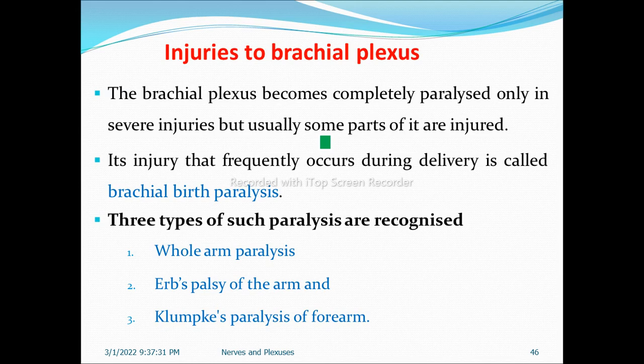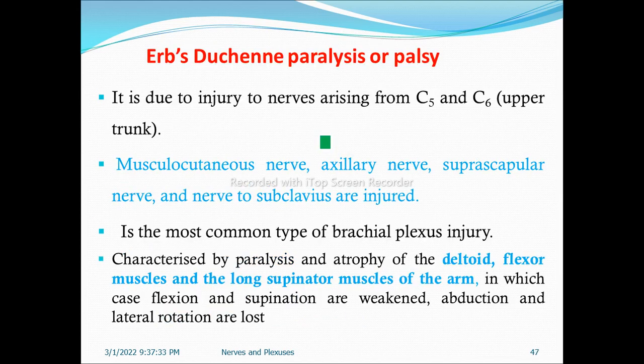The first is whole arm paralysis. The second is Erb's palsy of the arm. The third is complex paralysis of the forearm. Erb's Duchenne paralysis, or palsy, is due to injury of nerves arising from C5 and C6, or the upper trunk. Injury to these roots is known as Erb's Duchenne paralysis. The musculocutaneous nerve, axillary nerve, suprascapular nerve, and nerve to subclavius are injured in this case.